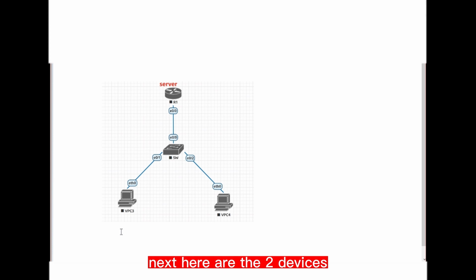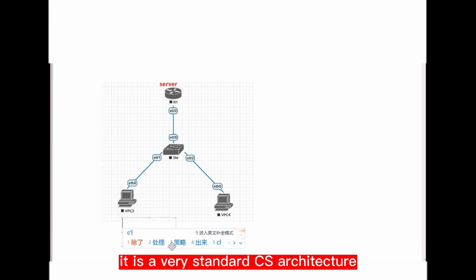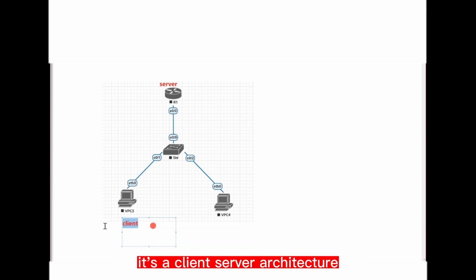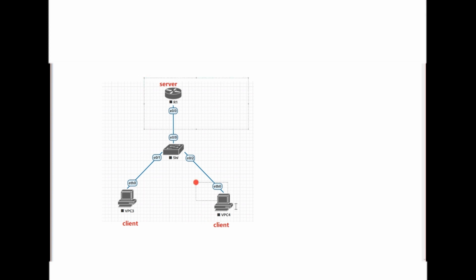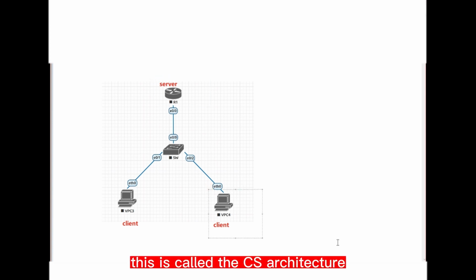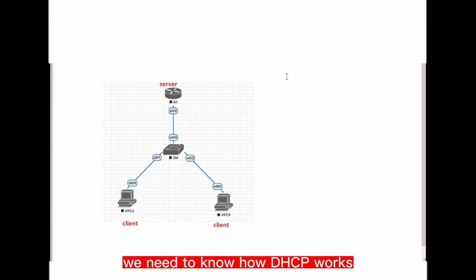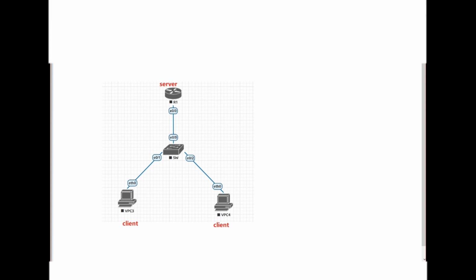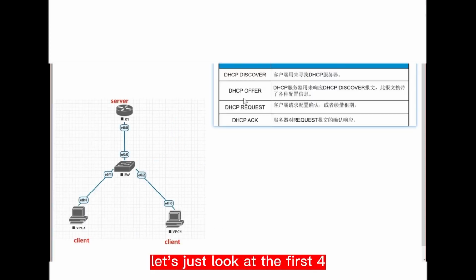Next, here are the two devices. This is the client. It is a very standard CS architecture. It's a client-server architecture. The client asks the server for some services. The server provides corresponding services to the client. This is called the CS architecture. In this schema type, we need to know how DHCP works. Then we need to know which messages DHCP will send. Let's just look at the first four. We don't really need the latter two during the request phase.